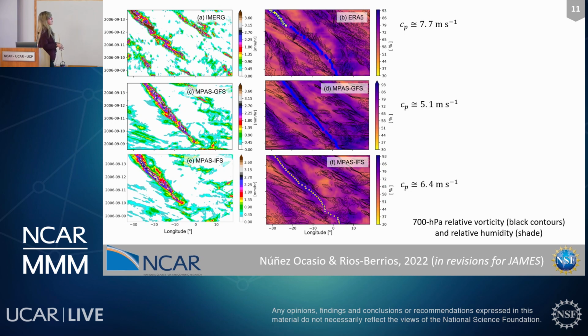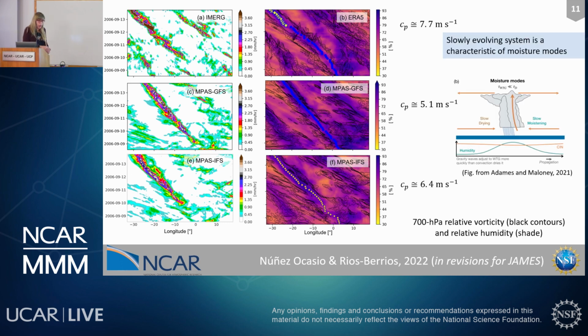Now, what's interesting is that the average phase speed of the wave was a little bit different across the datasets. For ERA5, it was about 7.7 meters per second. For MPAS GFS it was 5.1 meters per second. And for MPAS IFS, 6.4 meters per second. These are all under African easterly wave average speeds, on the lower end. And so that was the first hint that perhaps this case could be a slowly evolving system, which is a characteristic of moisture modes.